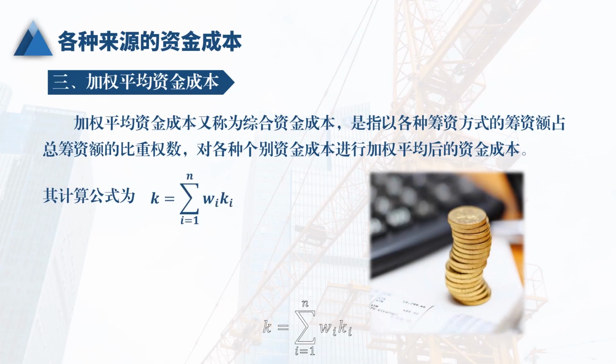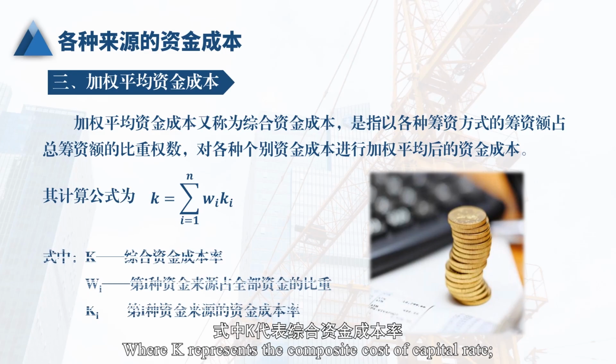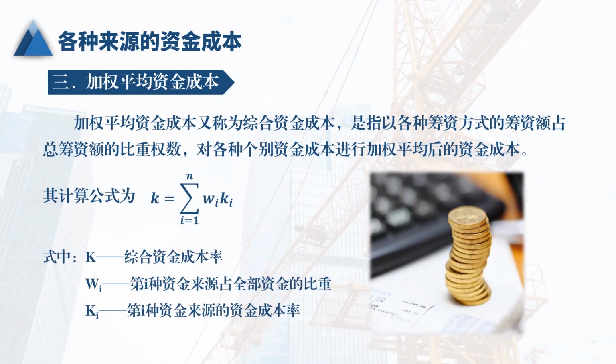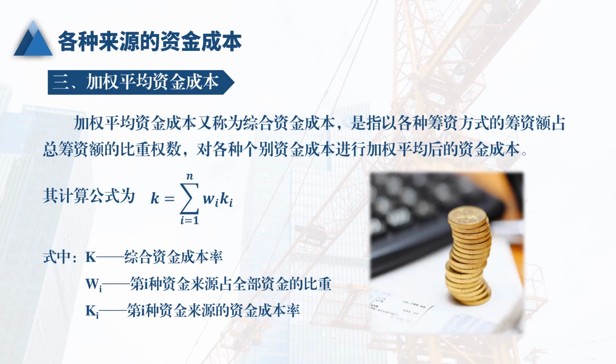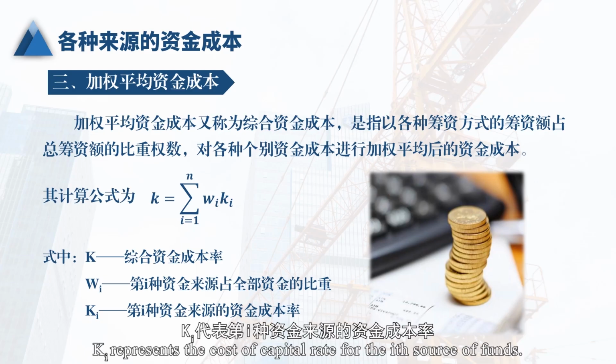K = Σ (from i = 1 to n) W_i × K_i, where K represents the composite cost of capital rate. W_i represents the proportion of its source of funds to the total funds. K_i represents the cost of capital rate for its source of funds.